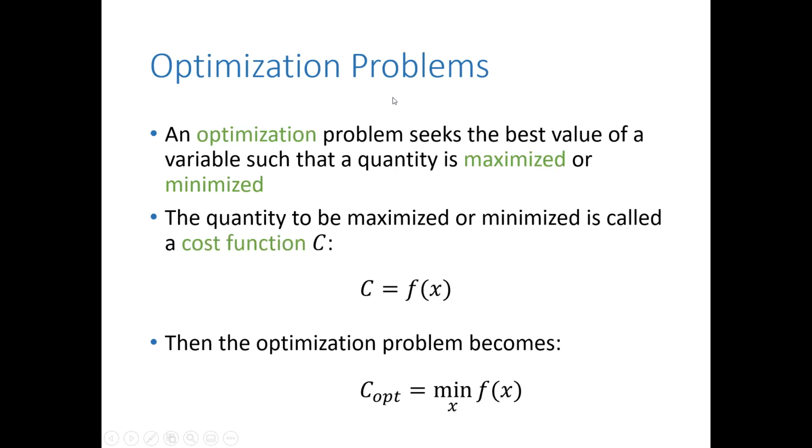What are optimization problems? An optimization problem seeks the best value of a variable such that a quantity is maximized or minimized. The quantity to be maximized or minimized is called a cost function, C. So imagine you have a function, you call it C, and it is a function of x. Then the optimization problem becomes: find x such that f is minimum, and that minimum value of f of x is called C optimal.